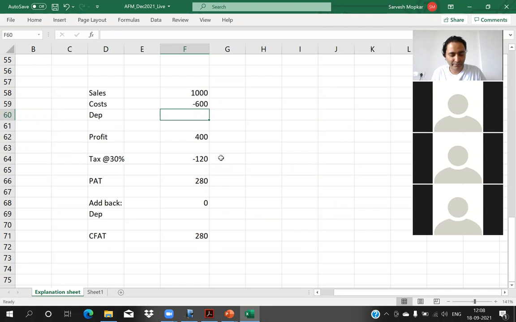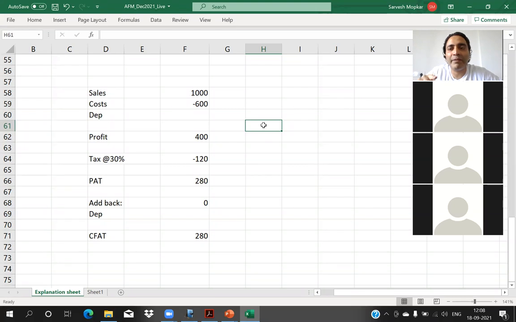So what do I conclude? 30. So because of... Tell me fully, 30 what? Because of depreciation, we have saved the tax from paying. The existence of depreciation saves my tax. Yes or no? How much tax? How much tax is saved? 30. Tell me properly and clearly. In percentage terms, how much tax is saved? 30% of depreciation. Yes, this is what I want.